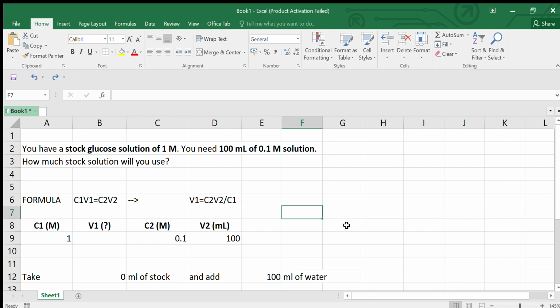Okay, so let's go through the question first of all. You have been provided with a stock solution of 1 molar glucose. You need to make a total of 100 ml of 0.1 molar solution. So here the question is, I have an original solution, that is a stock solution, and I need to dilute it further to a volume of 100 ml of 0.1 molar concentration. Obviously, I have to add some water into it, but how much water to be added?